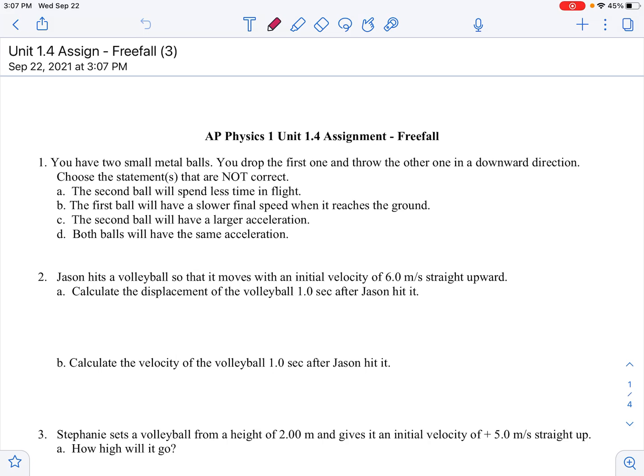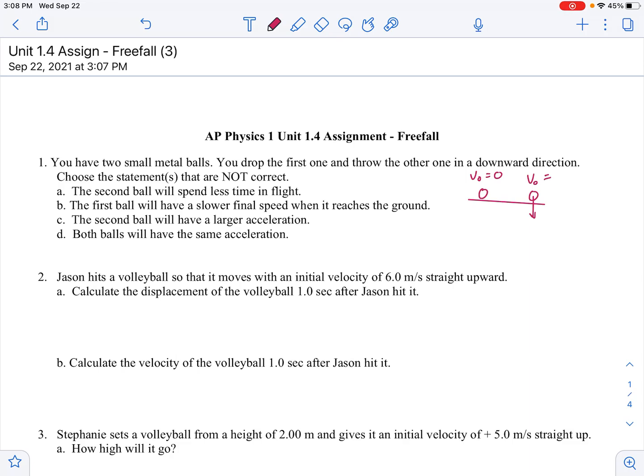Question 1, you have two small metal balls. You drop the first one and throw the other one in a downward direction. Choose the statements that are not correct. So again, just to be clear here, the first one is just dropped, so its initial velocity is 0, and the second one starts with an initial velocity of something.